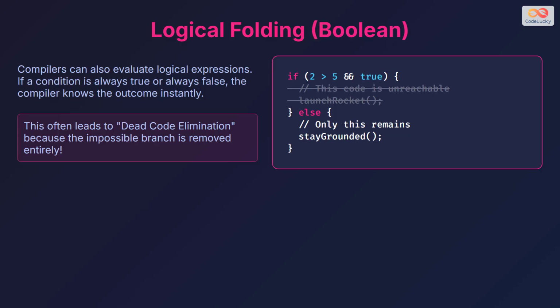It is not just for math. Compilers can also fold boolean logic. If you have an if statement where the condition is always false, the compiler knows the code inside will never run. This allows it to completely remove that block of code from the final executable, a process often linked with dead code elimination.